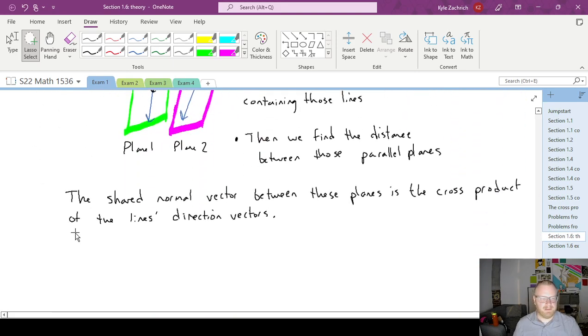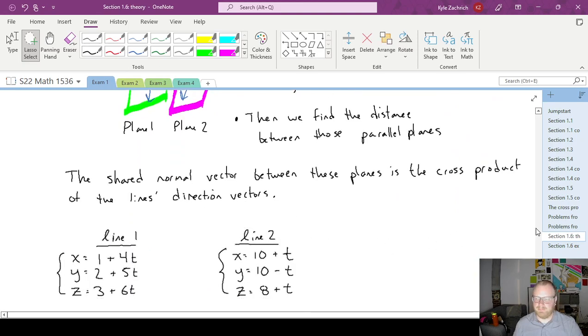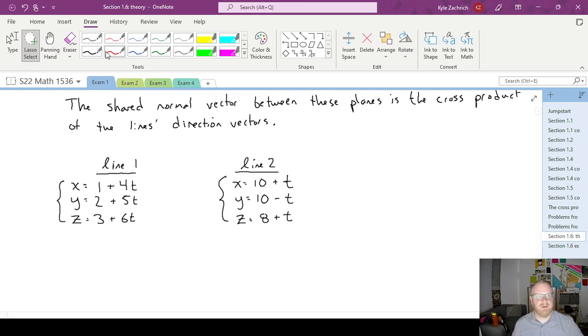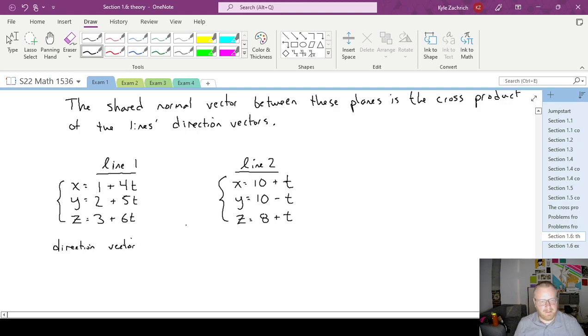Or in theory, I'll show you what it is. In terms of the actual example, I'll do that in the next section here, because we do deal with that. But this has a direction vector, we can call this one U, 4, 5, 6.